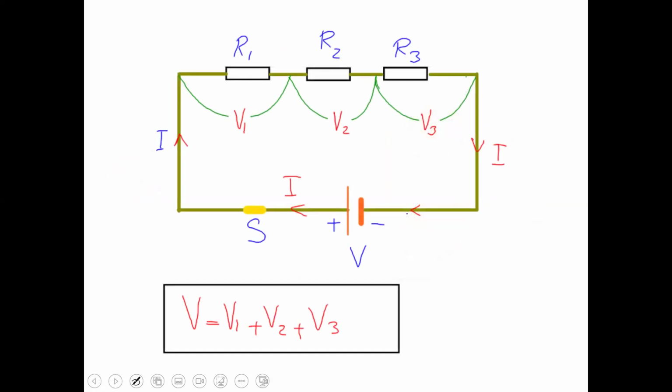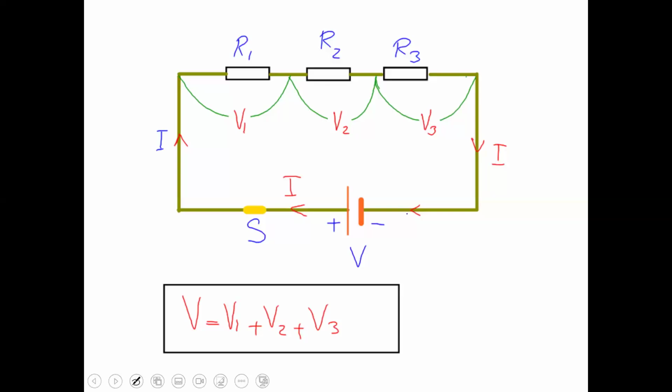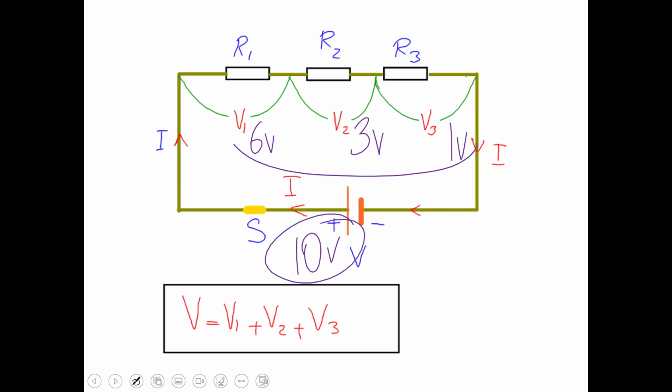So what's the theory? In series, current is the same, but voltage is divided and conserved. Voltage is divided and conserved because every device will get a separate voltage. For example, this is 10 volt. Maybe it picks up 6 volt, maybe it picks up 3 volt, maybe it picks up 1 volt. Together, they have to be again equal to 10 volt.